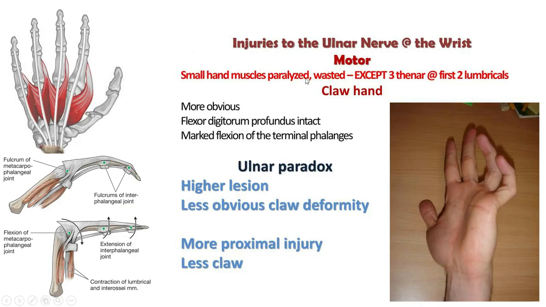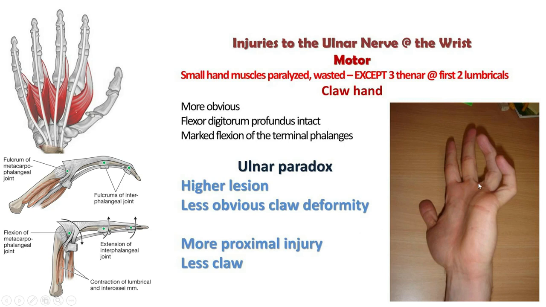Now, due to ulnar nerve injury, there will be clawing. If the injury is higher, not around the wrist joint, then the clawing will be less. But if the injury occurs close to the wrist, then this clawing will be exaggerated. So this is called the ulnar paradox. Higher lesion, less clawing. Lower lesion, maximum clawing.